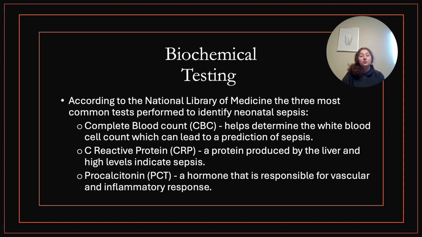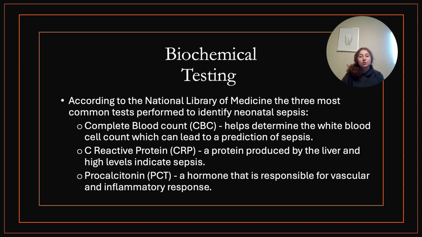Low white blood cell counts indicate higher susceptibility to infections, more helpful for identifying non-infected newborns instead of infected newborns. This test can also show what the red blood cells look like, which will help with further identification. The next test is the C-reactive protein, or CRP. This is a protein produced by the liver in which high levels indicate sepsis.